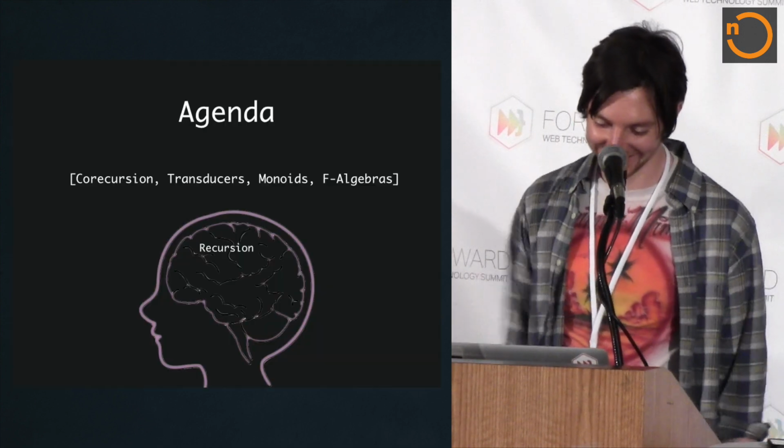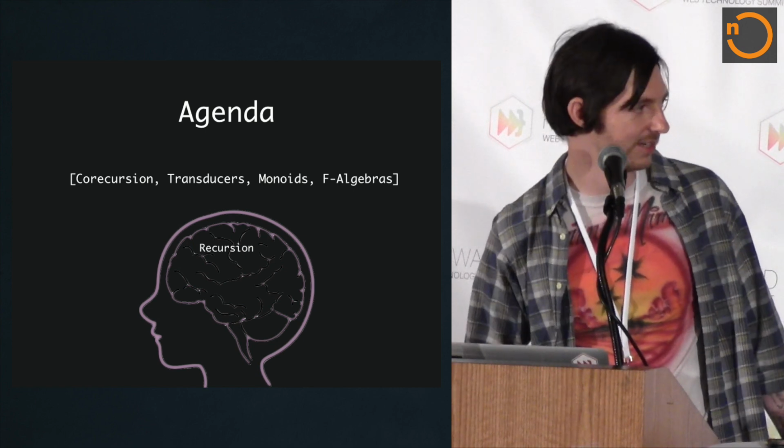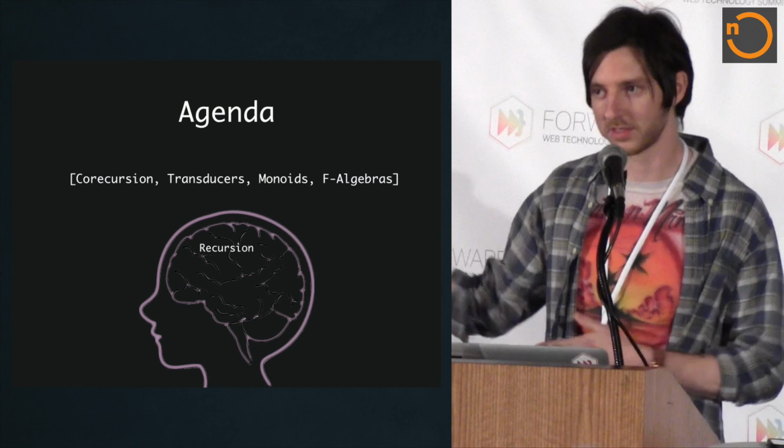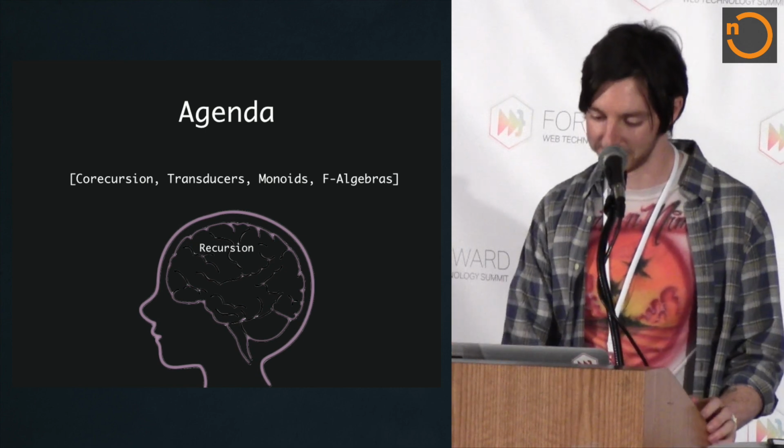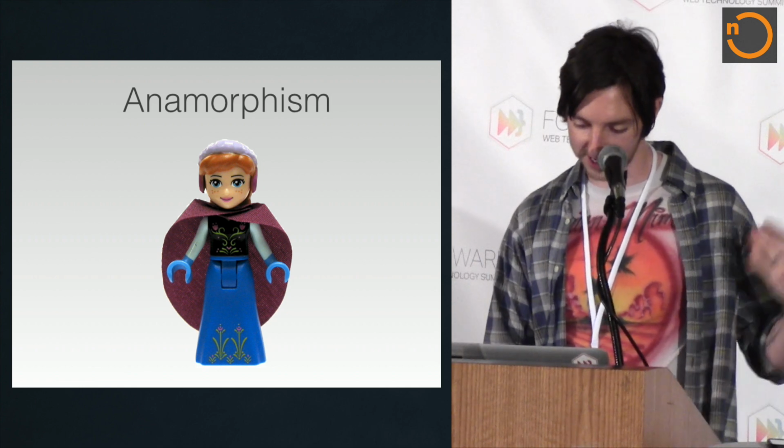Anyway, so that's recursion in a nutshell. You guys already knew. Co-recursion. This is a little bit more interesting. It's going to get more interesting as it goes along, so bear with me. So this is called an anamorphism. Frozen fans, where my dad's at.